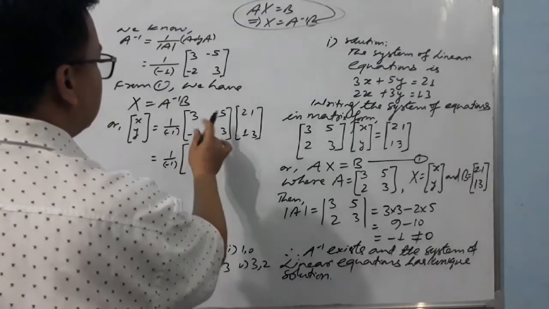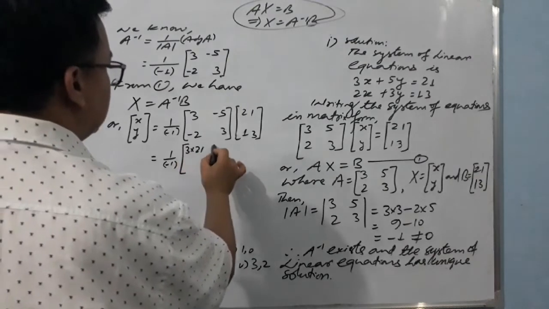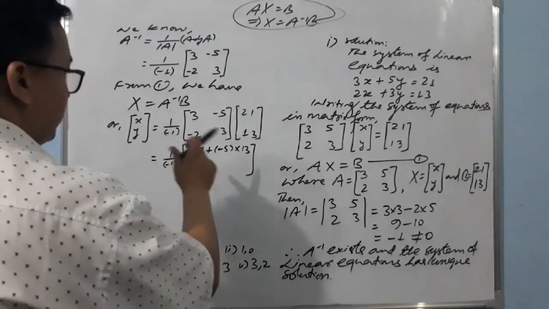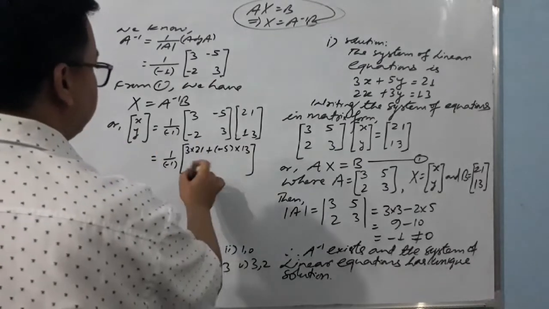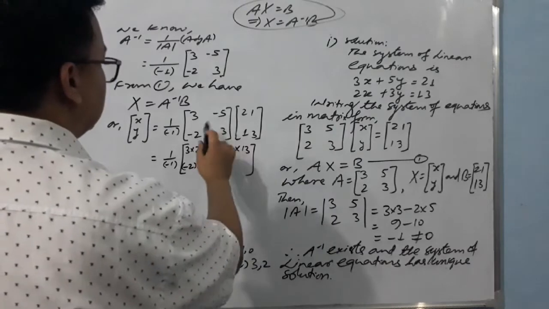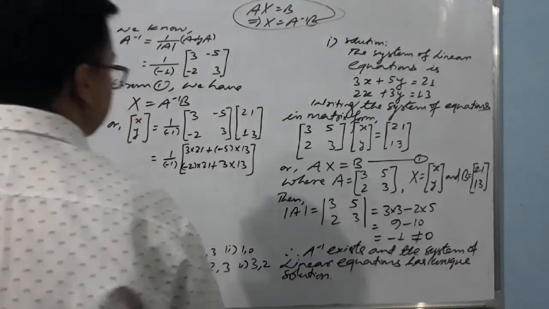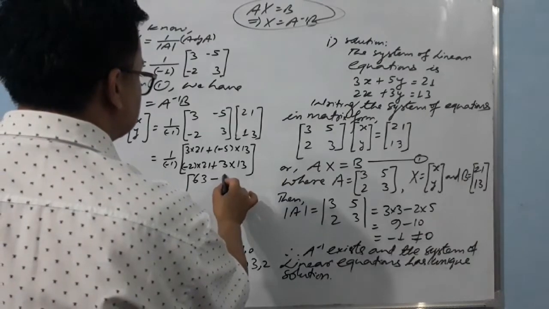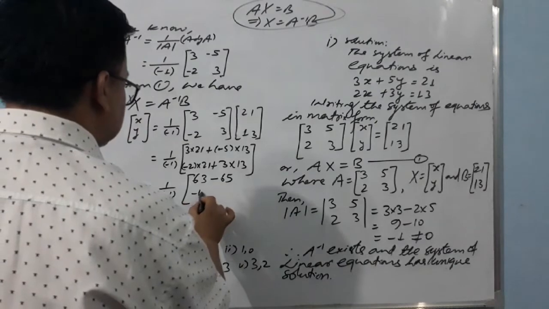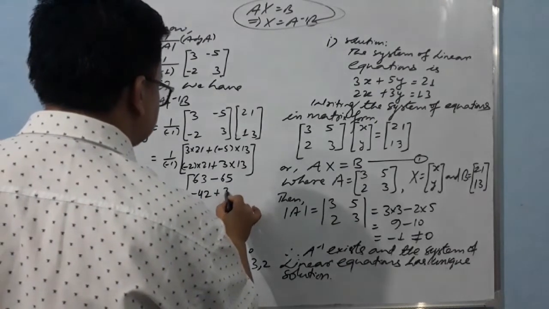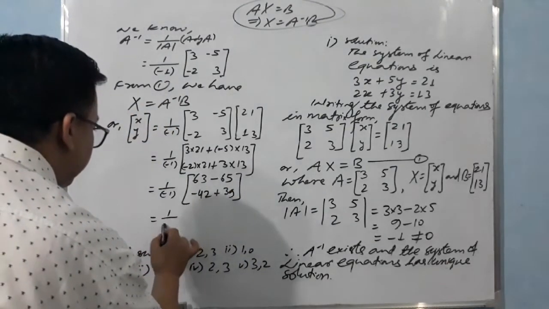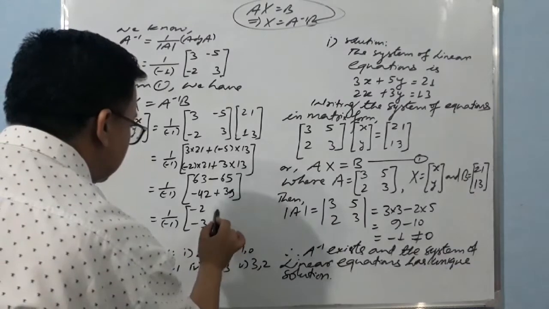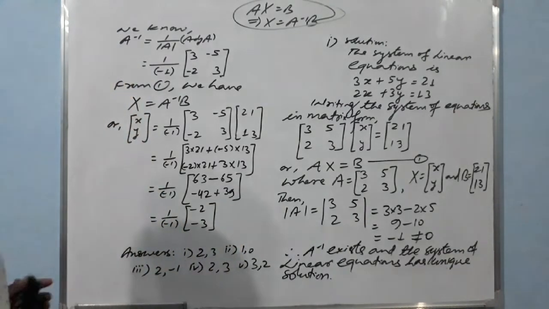Later you can multiply: 3 into 21 and plus minus 5 into 13. You will get a column matrix, I mean a matrix of order 2 by 1: minus 2 into 21 plus 3 into 13. So 1 upon minus 1 times 63 minus 65, here minus 42 plus 39. Okay, 1 upon minus 1 times, here you will get minus 2, and here also you will get minus 3.